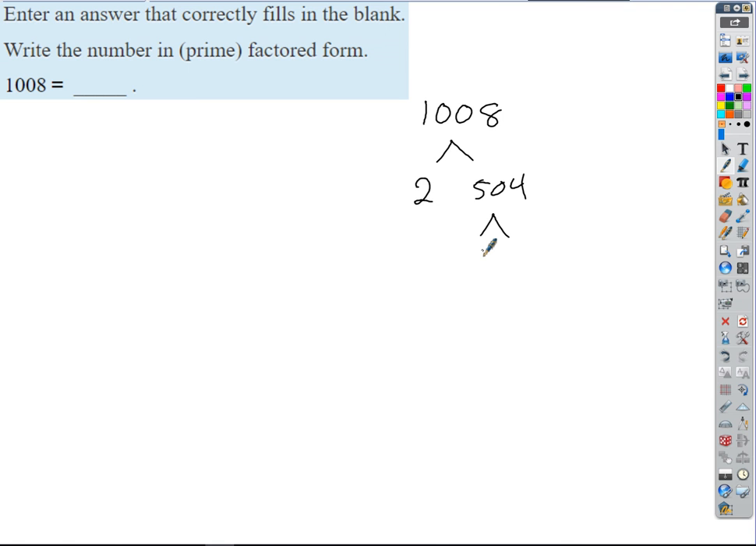About 504. What's a number that divides into 504? Say it again. Oh, there you go. Okay, so you know that 2 does because it's even. And then 252. Okay. What else? So that's even, so another 2. And then 126. That's even. So another 2. And what, 64?